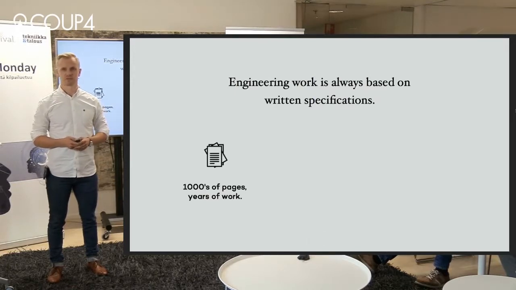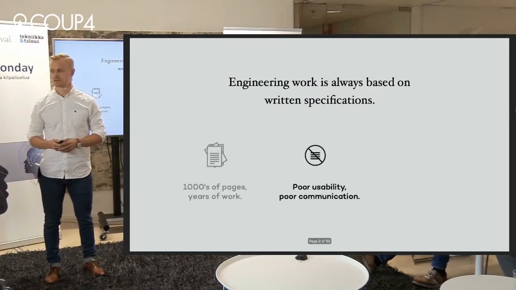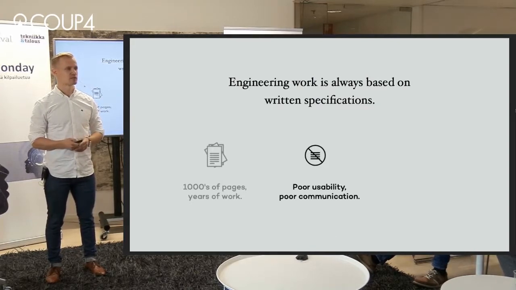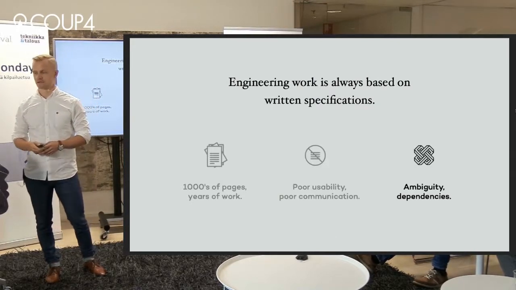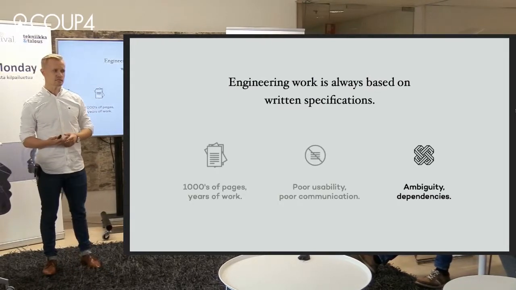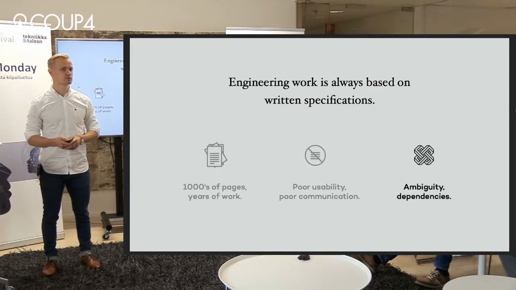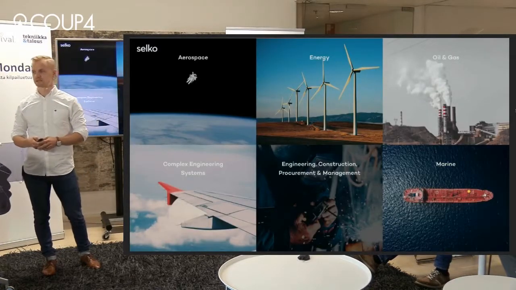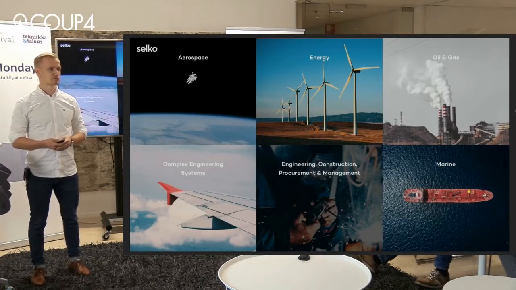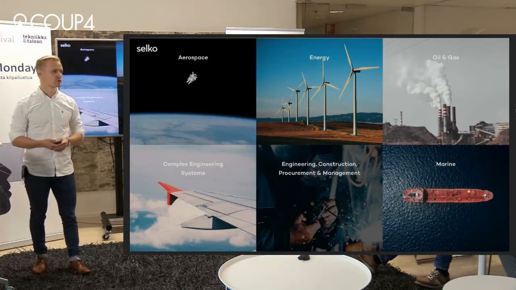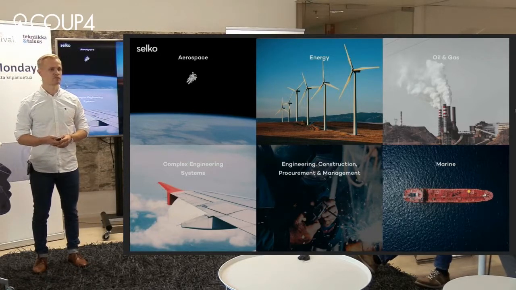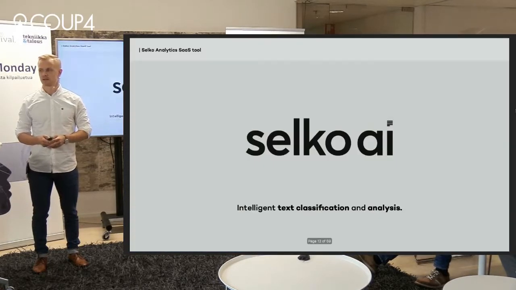So you have thousands of pages of data and years of work. There's poor usability, so it's difficult to use data, difficult to communicate, and there are different kinds of issues related to the data, like ambiguity or dependencies or contradictions and so on. And this basically happens in many different domains. So if the projects are large enough or the products are complex enough, you have enough data that it actually might cause an issue, or it requires a lot of work, or it's difficult for people to keep tabs on.